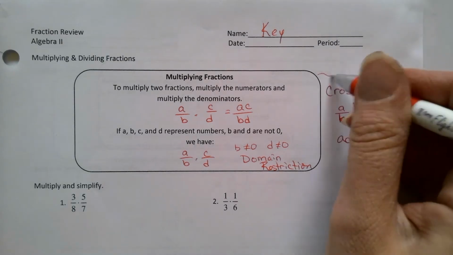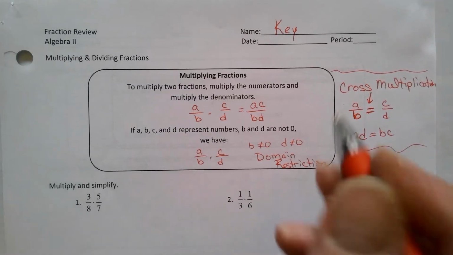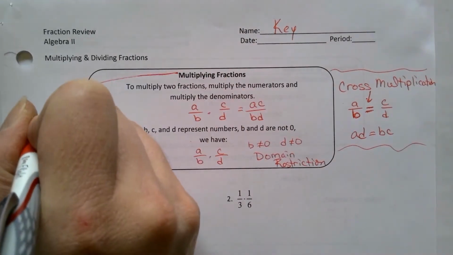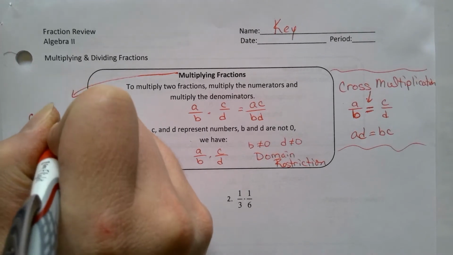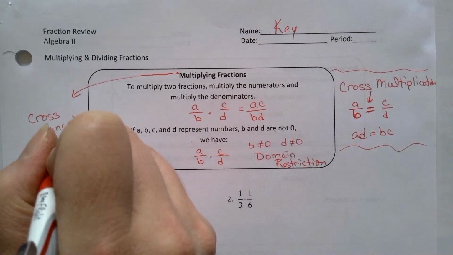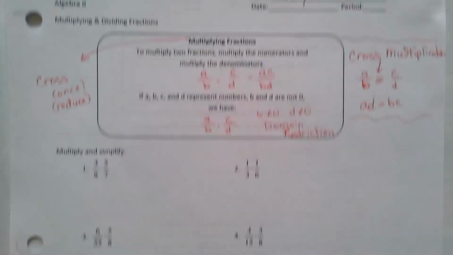The other option you have when you're multiplying fractions is that you may cross cancel, and that is a skill we're going to use. Some people use the term cross cancel, some people use the term cross reduce, but we will be reducing our top and our bottom. Okay, so let's go ahead.